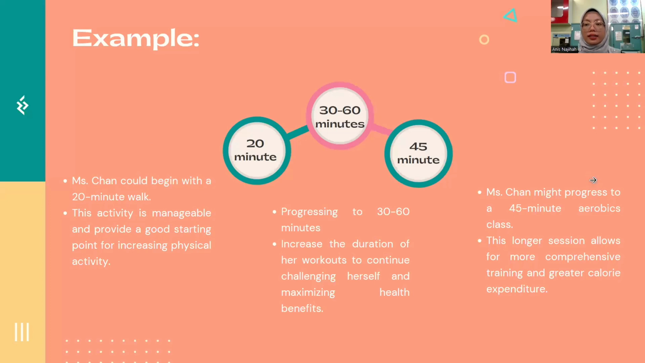So next is the example for this type, which is time. Miss Chan can begin with a 20-minute walk. For example, just a short walk, which is manageable and provides a good starting point for her to increase her physical activity. Next, she can progress to 30 to 60 minutes of exercise, which can increase the duration of her workouts to continue challenging herself and maximize health benefits. And last, she can progress to a 45-minute aerobic class, which is a longer session that allows for more comprehensive training and greater calorie expenditure.